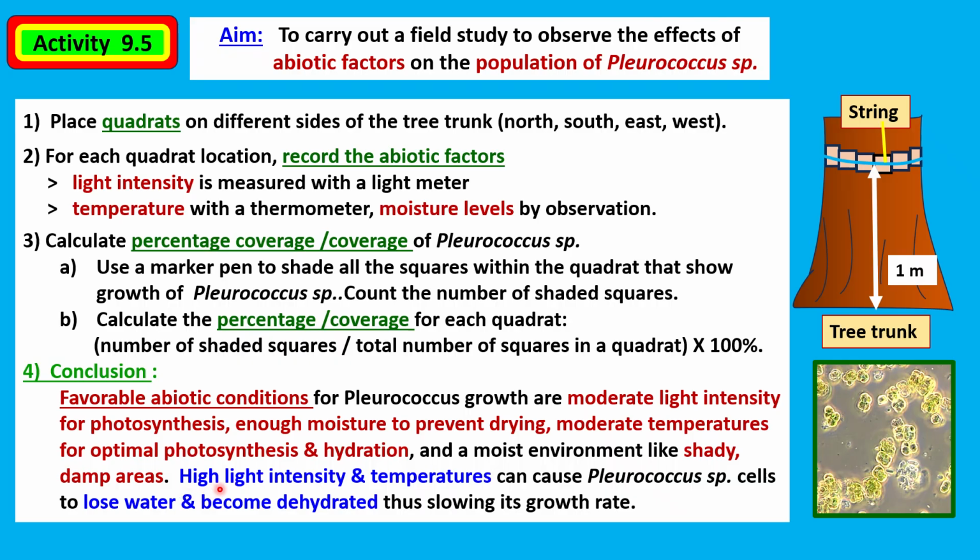Okay. But high light intensity and temperatures can cause Pleurococcus species cells to lose water and become dehydrated. So in the aspects that have high light intensity and temperatures, the growth of Pleurococcus will be low. Okay, the growth rate will be low, and there'll be less coverage.